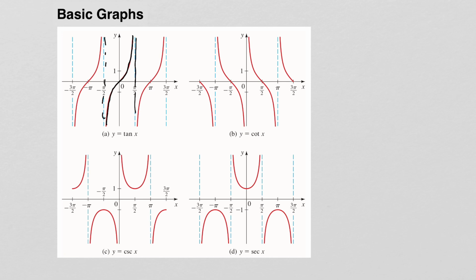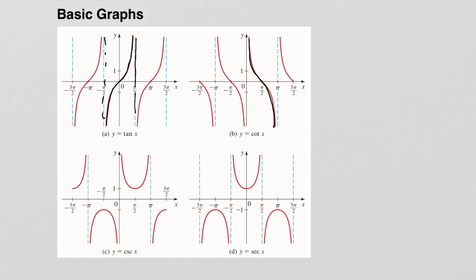For cotangent, the first so-called period is this section of the graph. Now, notice that the shapes of these graphs are the same, but swapped, right? So this is an increasing function. This is a decreasing function. And then also, of course, the asymptotes are a little bit different.